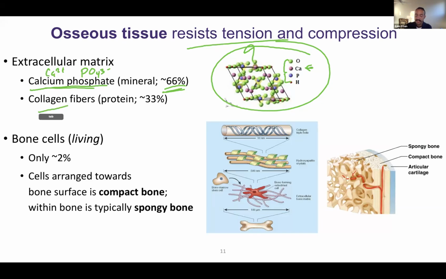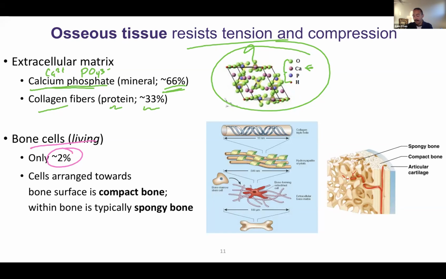Collagen, I suppose, is not living either, but collagen comes from living things. It comes from our cells. Collagen fibers, the protein in our bone, in the extracellular matrix, make up about 33% of our bone. The living part of our bone, the cells, make up 2% or less of our bone. So our bone is living, but it's very small pockets here and there. So we're going to see where the bone cells live, osteoblasts and osteocytes.